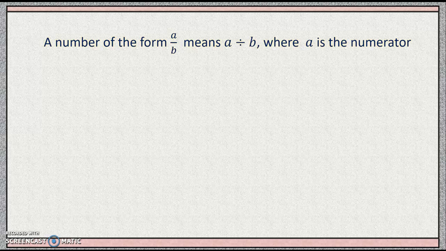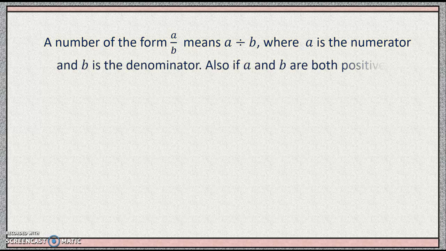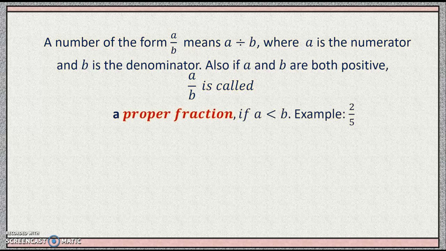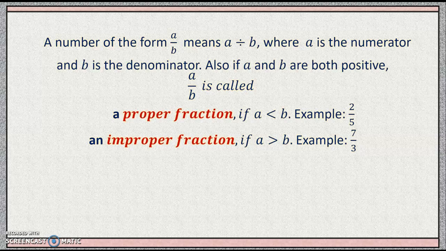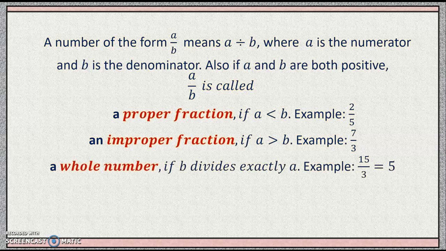A number of the form a over b means a divided by b, where a is the numerator and b is the denominator. Also, if a and b are both positive, a over b is called a proper fraction if a is less than b. Example, 2 over 5. An improper fraction if a is greater than b. Example, 7 over 3. A whole number if b divides exactly a. Example, 15 over 3 is 5.